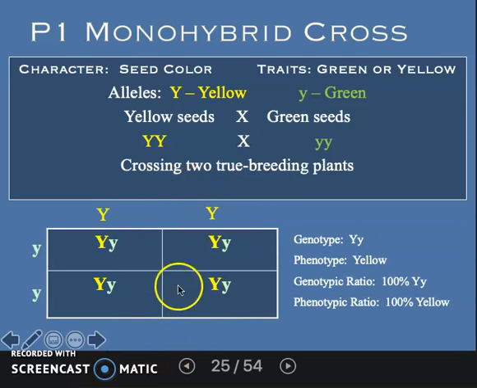In his first pea generation, he had a yellow plant with a true breeding green plant, and when he bred them together, they were all heterozygous. So look, homozygous dominant crossed with homozygous recessive gives you all heterozygotes. And their genotype is heterozygous, but their phenotype is yellow. And so whenever you do your Punnett squares, you're going to talk about the genotypes and phenotypes exhibited and their ratios.